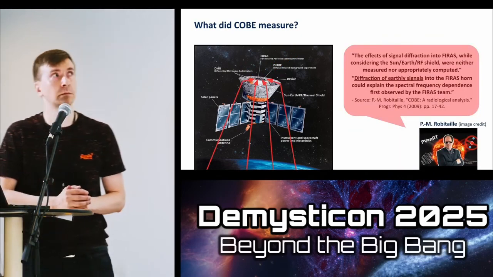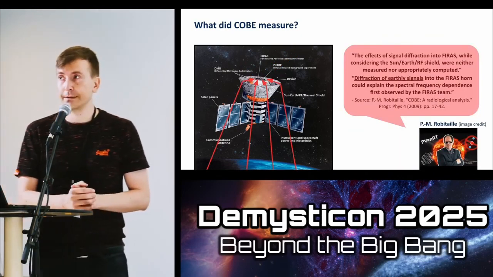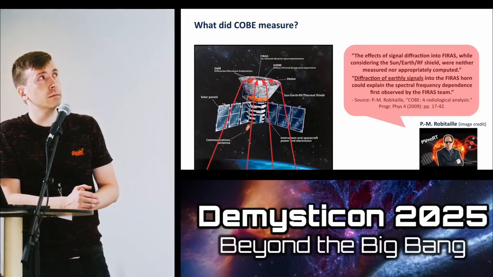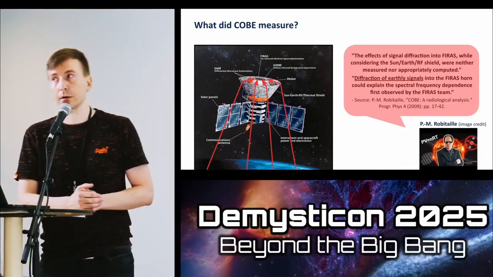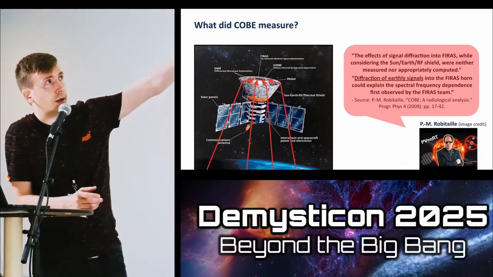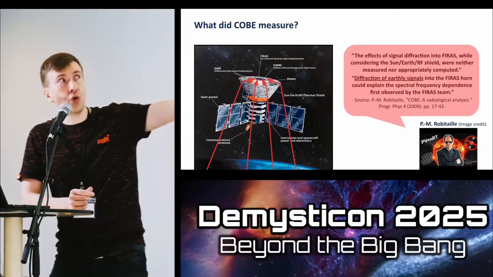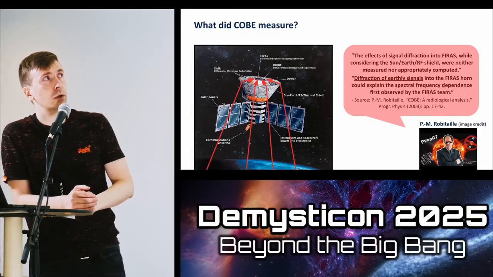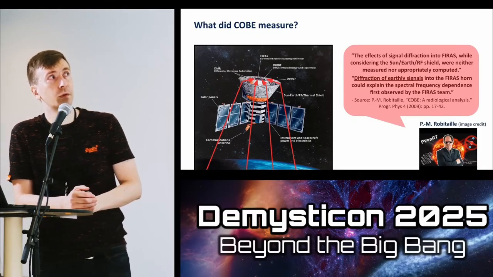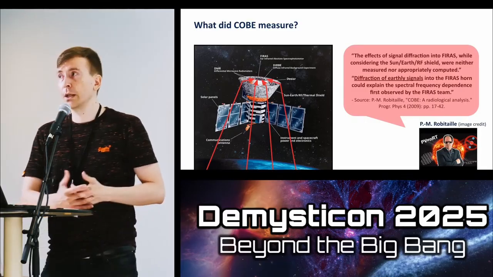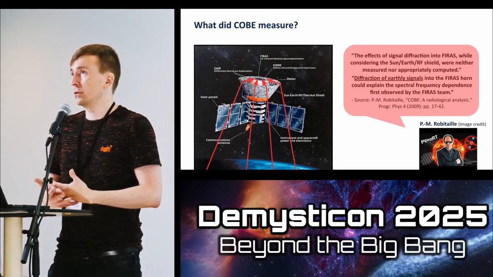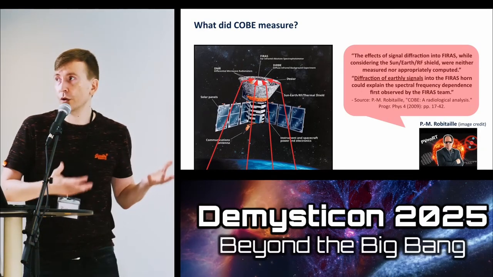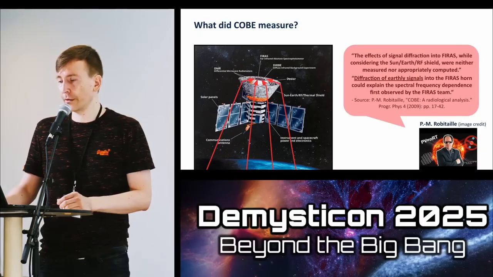However, there is something called diffraction. The effects of signal diffraction into FIRAS, while considering the Sun-Earth radio frequency shield, so this gray thing there, were neither measured nor appropriately computed. Diffraction of earthly signals into the FIRAS horn could explain the spectral frequency dependence first observed by the FIRAS team. So COBE doesn't prove anything about the origin of the universe. The signal that it measured could just come from Earth through diffraction.